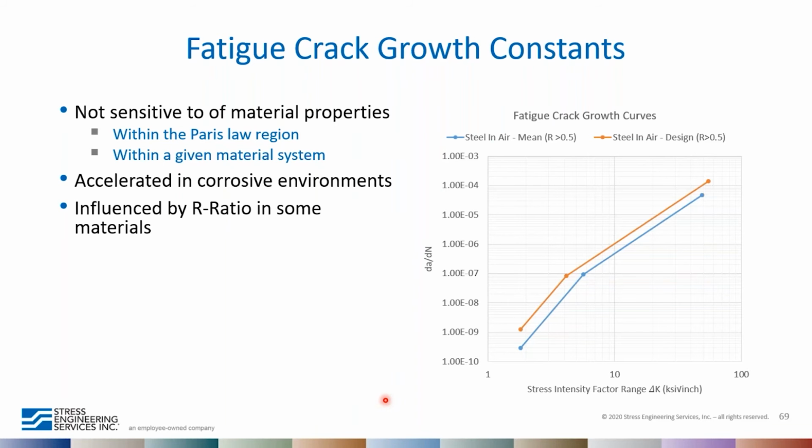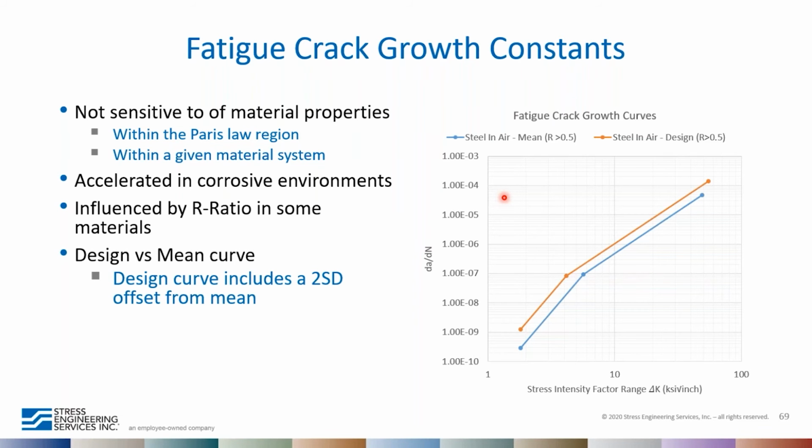And it's also influenced by the R ratio, in some metals more than others. For example, in steel, the steel and air curves are shown on the right here. We talk about R ratio greater than 0.5 and less than 0.5 as generally the same, whereas in other systems like titanium, it varies a bit more continuously over a range of values.